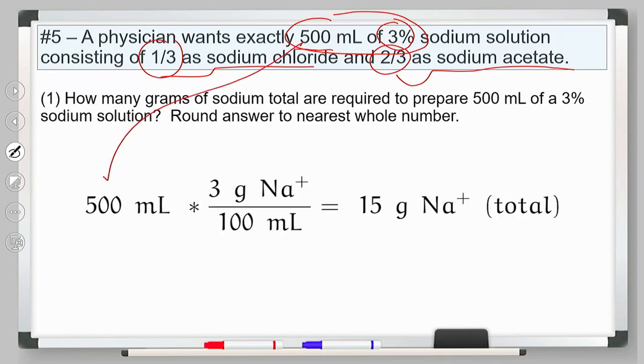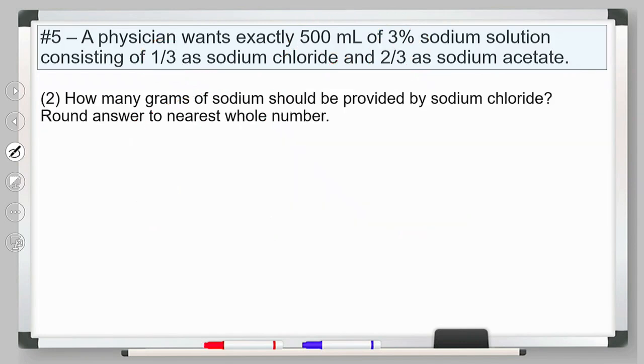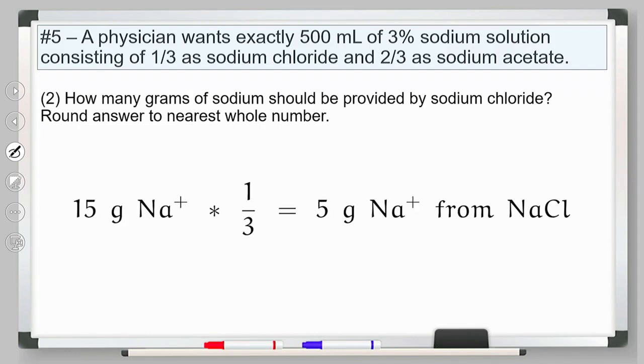Well, I want 500 milliliters of a solution to be 3% weight per volume. So 500 mils times 3 grams over 100 mils tells me I need 15 grams of sodium. Now I can start to partition that sodium between the two different ingredients. So starting with the first ingredient, sodium chloride, how much should come from sodium chloride? Well, if my total is 15 grams and I want 1/3 of that to come from sodium chloride, 15 divided by 3 means I need 5 grams of sodium from the sodium chloride.